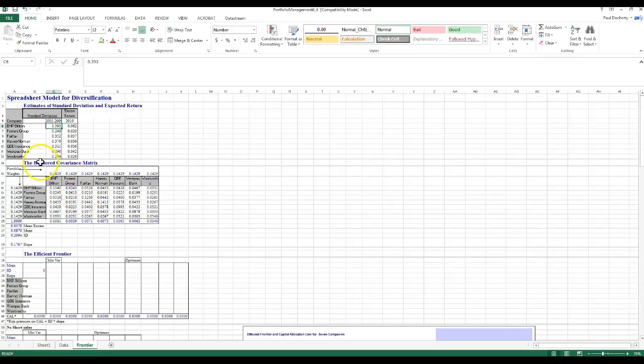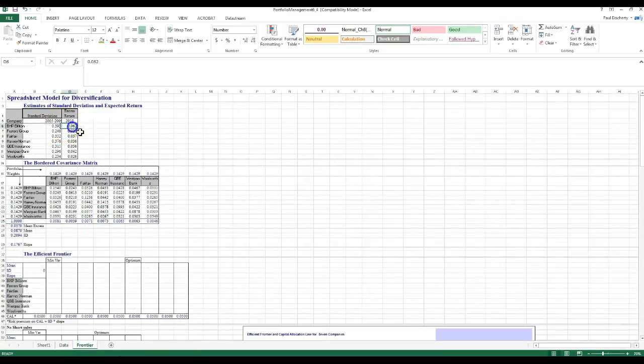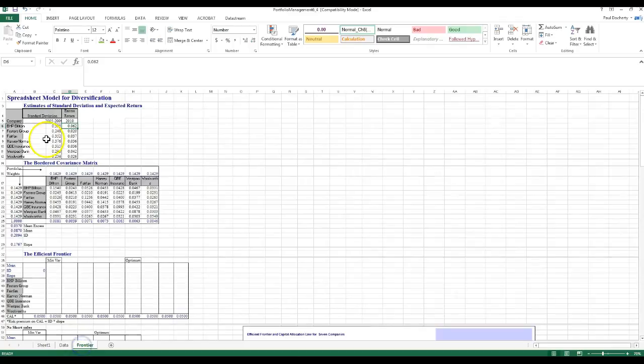For example, if we look at BHP, the standard deviation of BHP, 3.93, just comes from this cell here. And the expected excess return of BHP, 0.062, just comes from this cell here. So I've got those calculated parameters based on my historical data, my historical standard deviation of returns, and my expected excess return, which is based on my beta coefficient that I've also calculated from the returns.